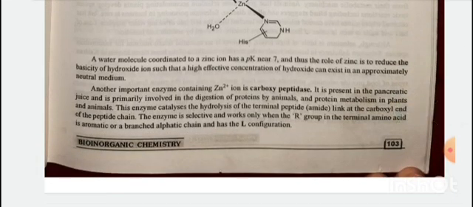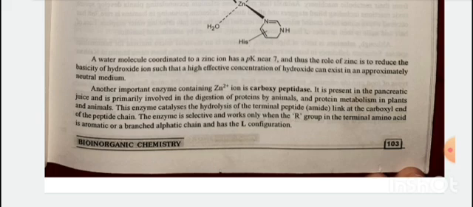A water molecule coordinated to a zinc ion has a lower pKa, and thus the role of zinc is to reduce the basicity of hydroxide ion such that a high effective concentration of hydroxide can exist in approximately neutral medium. Another important enzyme containing Zn2+ ion is carboxypeptidase. It is present in the pancreatic juice and is primarily involved in the digestion of proteins by animals and protein metabolism in plants and animals.